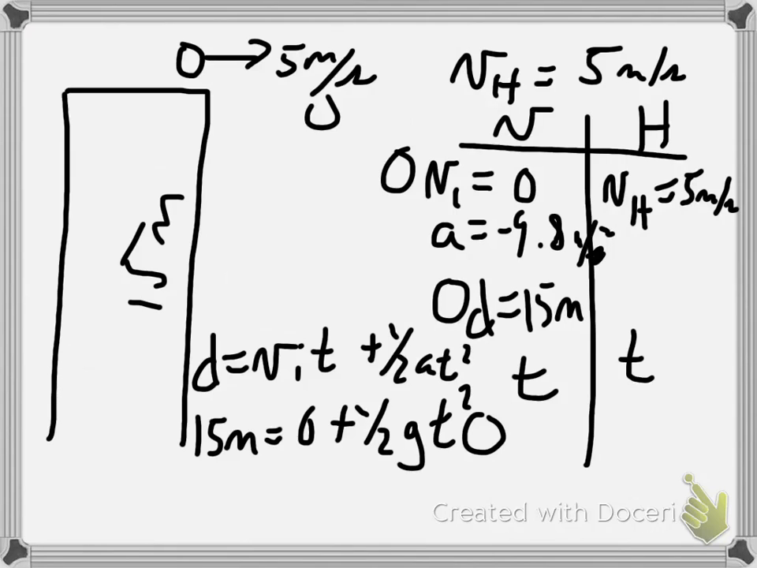And we get 1.7 seconds. So that 1.7 seconds is how long it takes for that object to hit the ground. Now it could be any object, and it can be launched at any speed. It can be launched at 10 meters per second horizontally, because that does not factor into this equation.